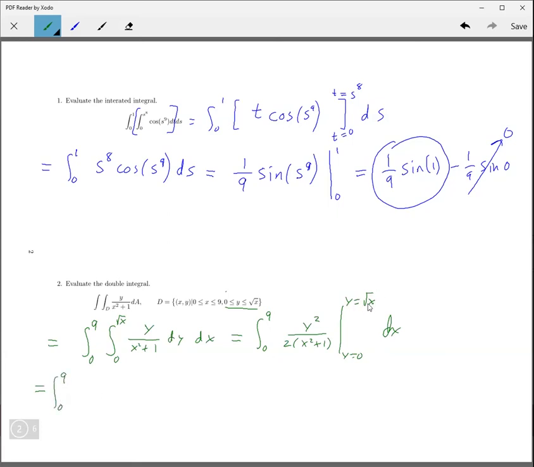Okay, if you plug in the square root of x for y, then you just get x. And then subtract, if you plug a 0 in for y, you get 0, so that's gone. Okay, so we just have that integral there. Okay, great. What's this integral going to be?